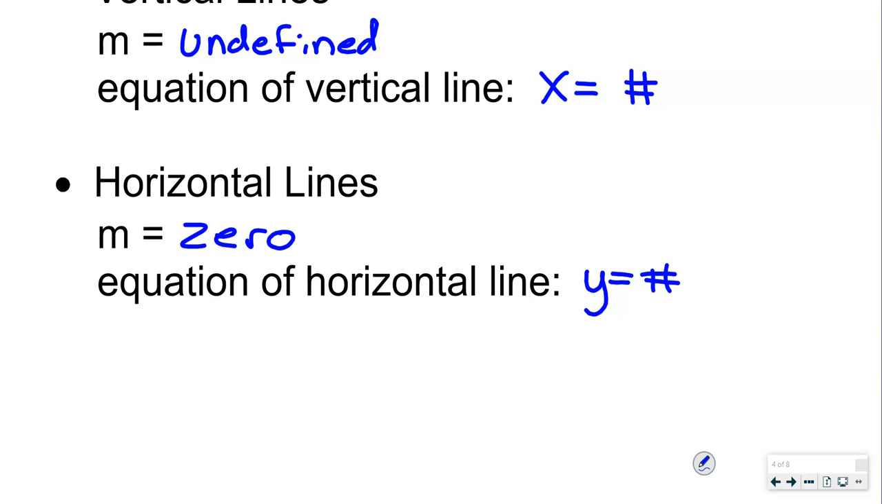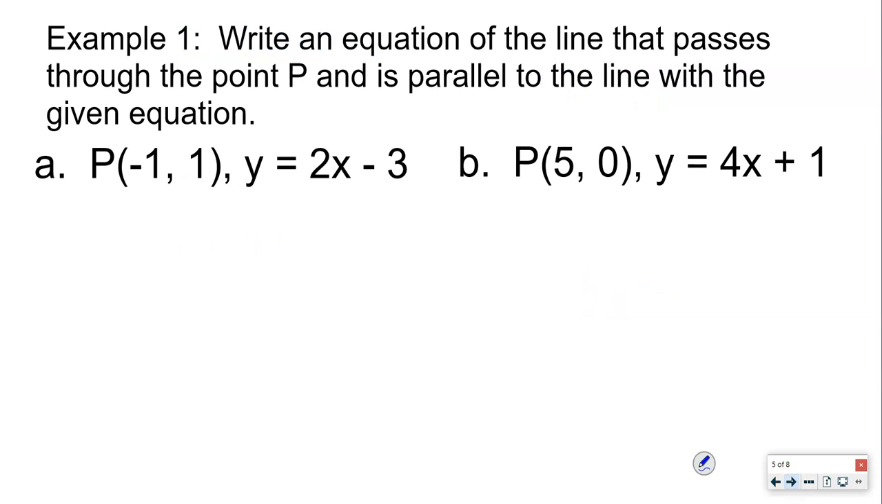So let's look at some examples. Example number 1, we need to write an equation of the line that passes through the point P and is parallel to the line with the given equation. So we know a point and we have a line. That's our given information. We need to write an equation based off of that of a line that is parallel.